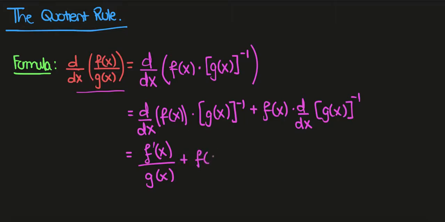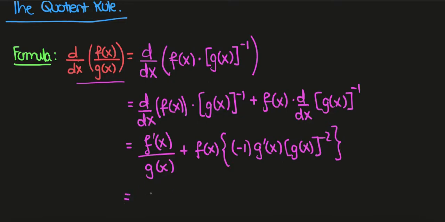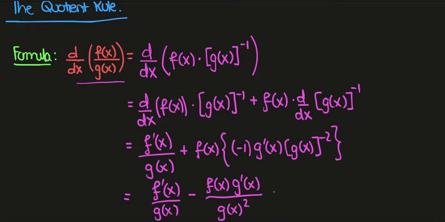Now here we'll have an f of x out the front, and then the chain rule says to bring the minus 1 down, we differentiate the inside, so we'll get g prime of x, and then we'll have g of x to the negative 2. If we simplify this a little more, we'll get f prime of x over g of x, then we'll end up with a minus f of x g prime of x over g of x squared.